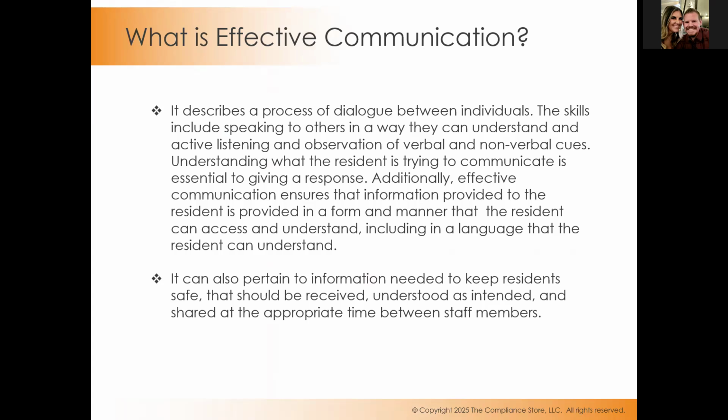So, effective communication describes a process of dialogue between individuals. The skills include speaking to others in a way that they can understand, and active listening and observation of verbal and nonverbal cues. Understanding what the resident is trying to communicate is essential to giving a response. Additionally, effective communication ensures that information provided to the resident is provided in a form and manner that the resident can access and understand, including in a language that the resident can understand.